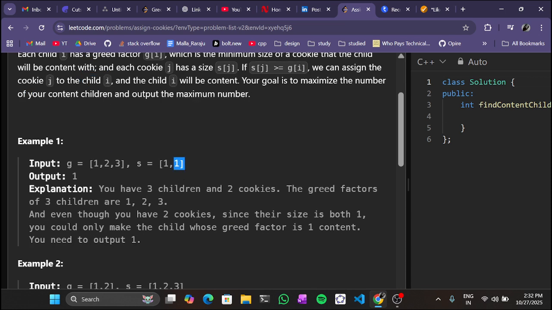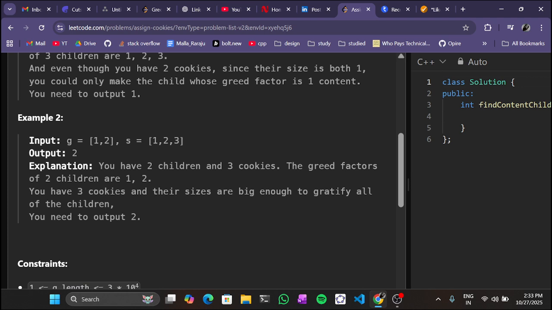Okay. So we have cookies of size 1 and 1. We have 3 children and 2 cookies. The greed factors of the 3 children are 1, 2 and 3. And even though you have 2 cookies, since their sizes are both 1, you can only make the child whose greed factor is 1 content. You need to output 1.